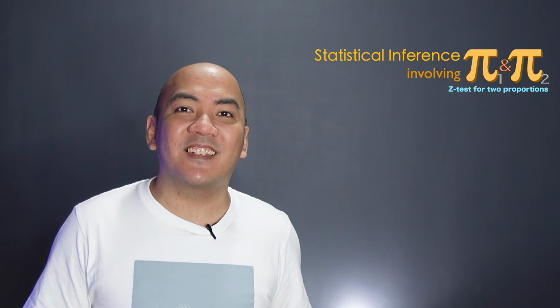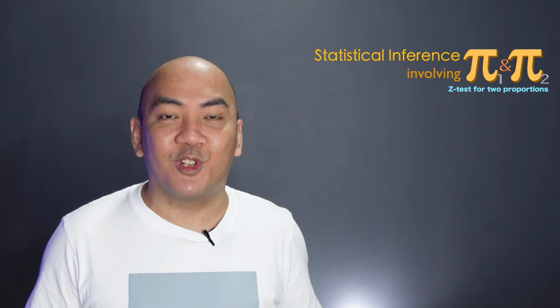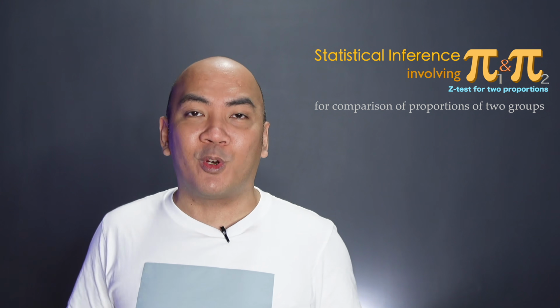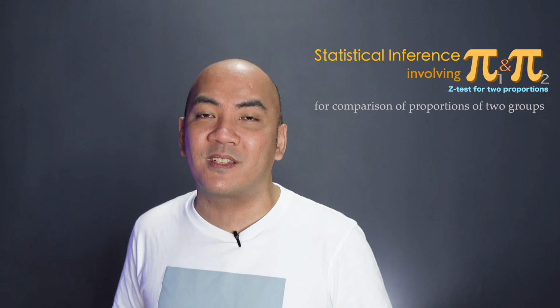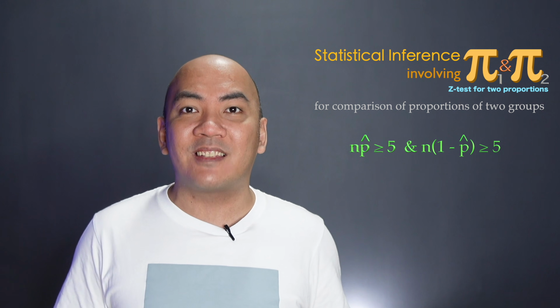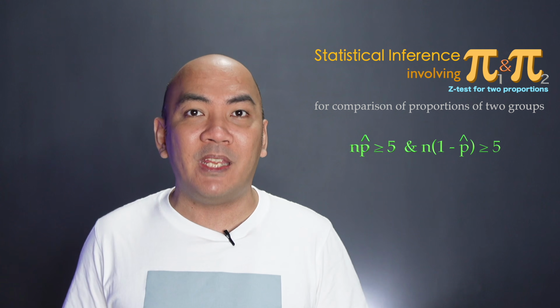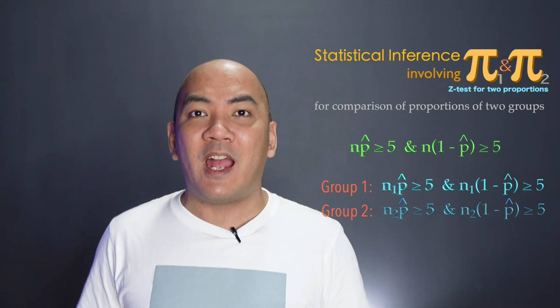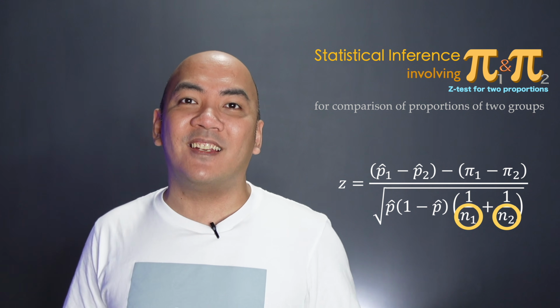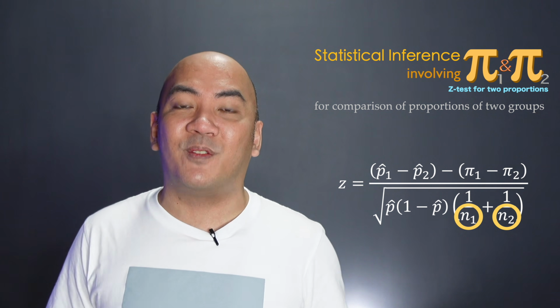Moving on, let's have the statistical test involving two proportions. Note that this test is applicable when you are comparing two proportions from two separate groups. And similarly, n times pi here, although this time pi is estimated by p hat, must at least be 5 in both groups. And consider that n sub 1 and n sub 2 are the sample sizes of the two groups.